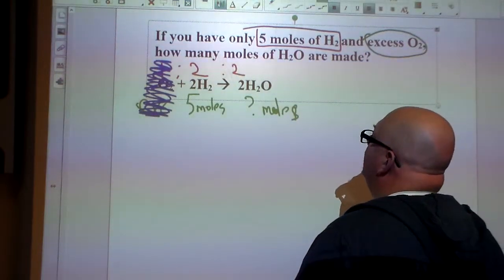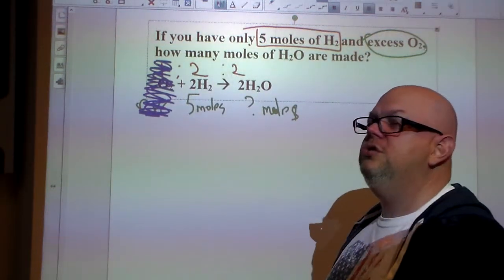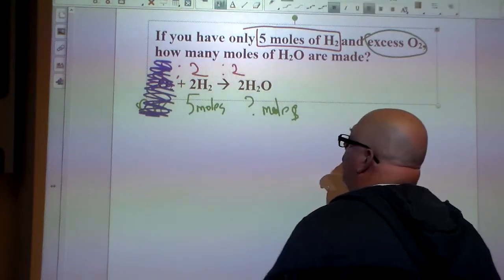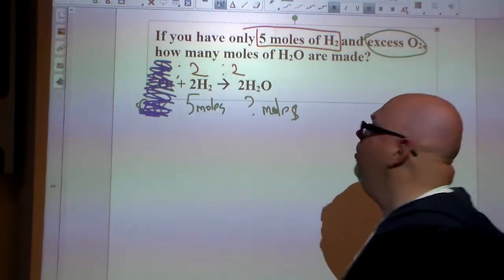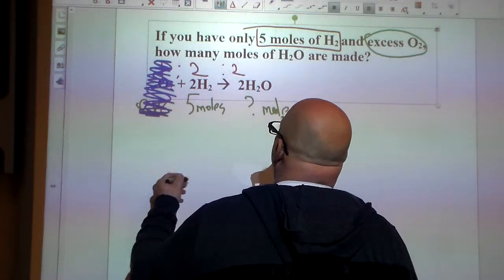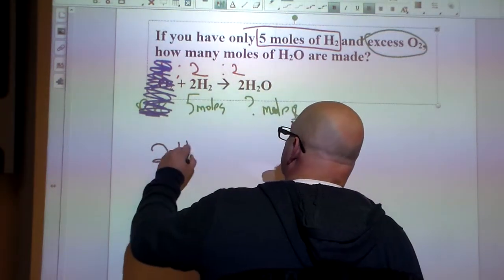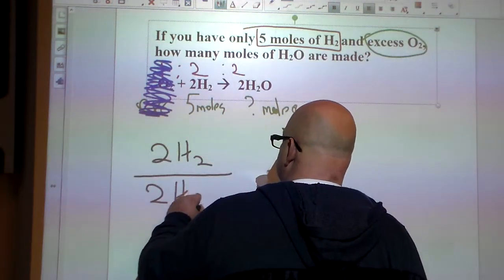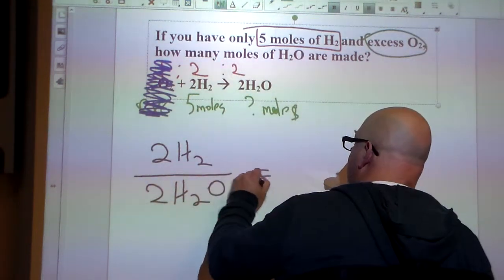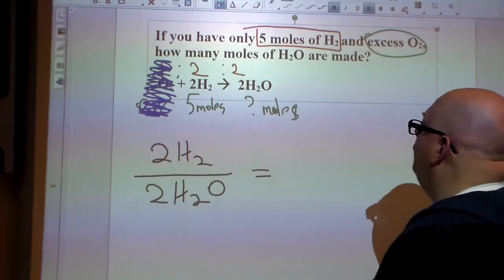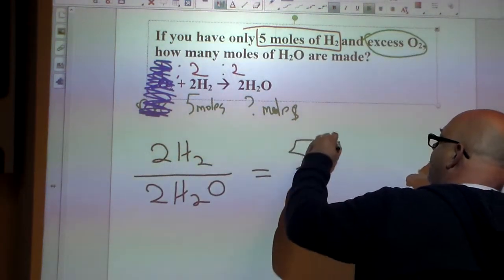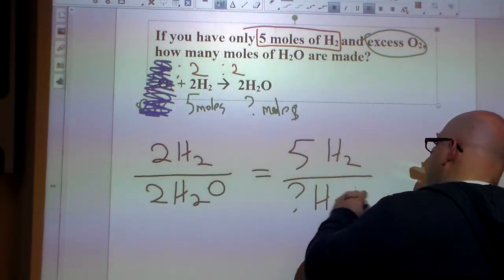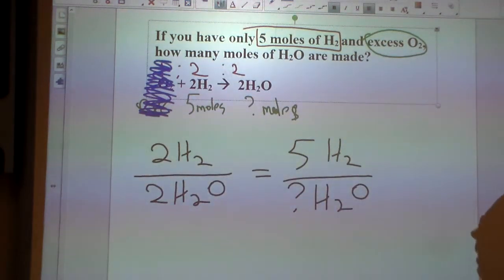So now let's take a look at this. We know that there's got to be a certain ratio involved here. There's a ratio and there is a proportion. What do you mean? Well, let's look at this. If I have my ratio here of 2H2 to 2H2O, that's going to equal, well, they're giving me 5 of these H2s. How many of these H2Os am I going to get?